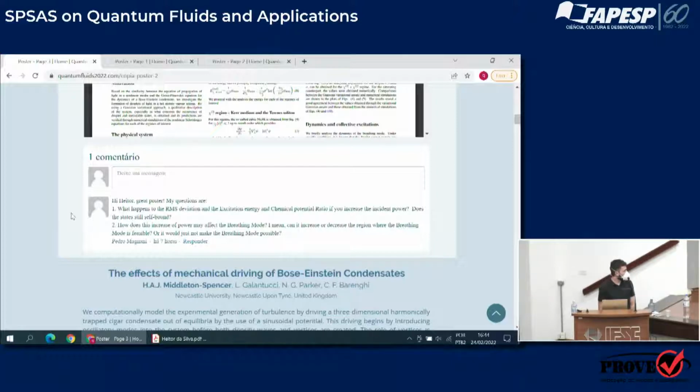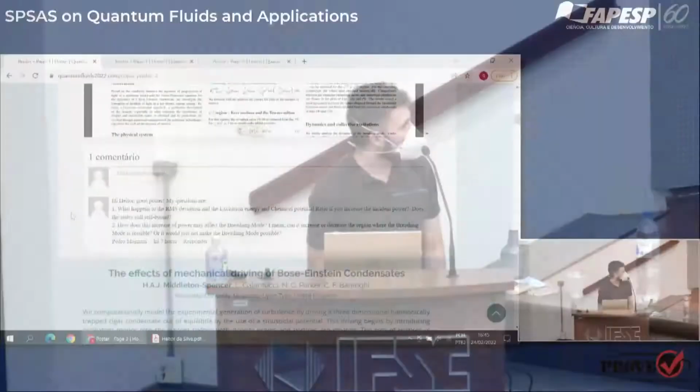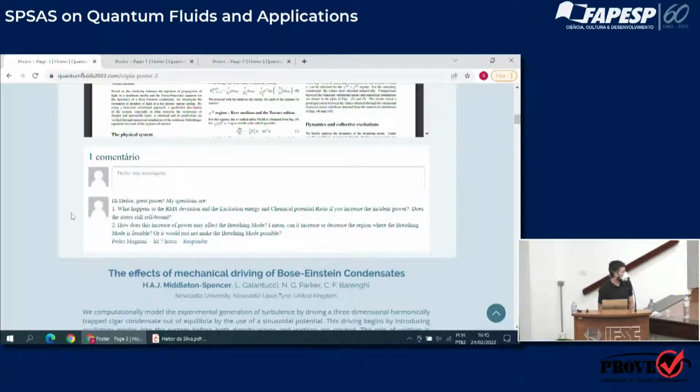And how does an increase of power affect the breathing mode? To complement, we would have a wider window to observe this collective excitation. Essentially, if you increase the incident power, things become harder. So it is desirable to use a smaller incident power. If there are other questions.